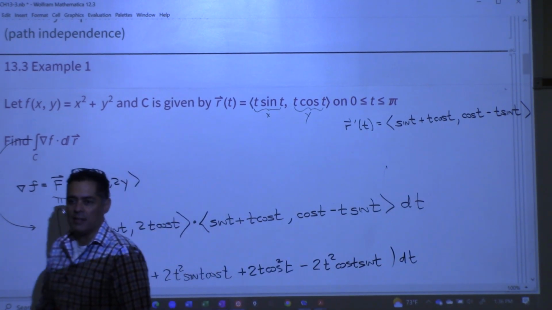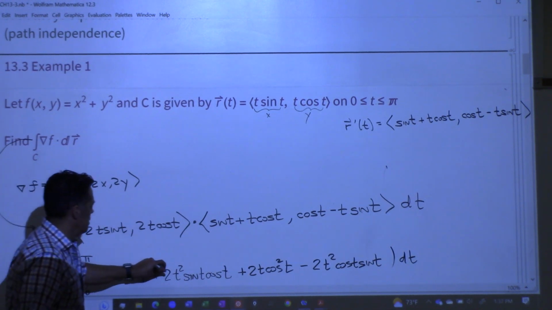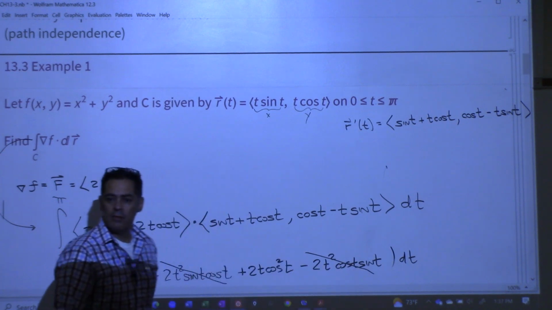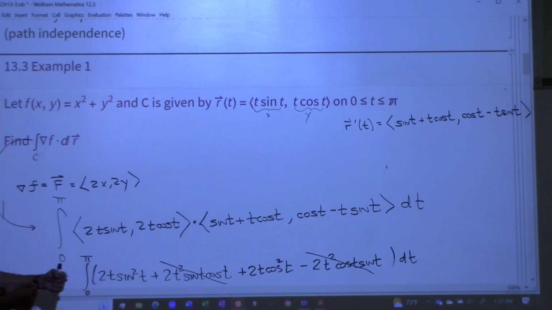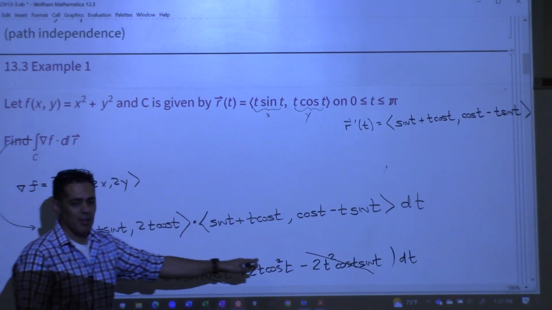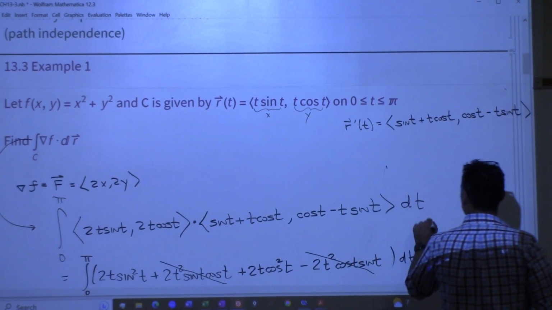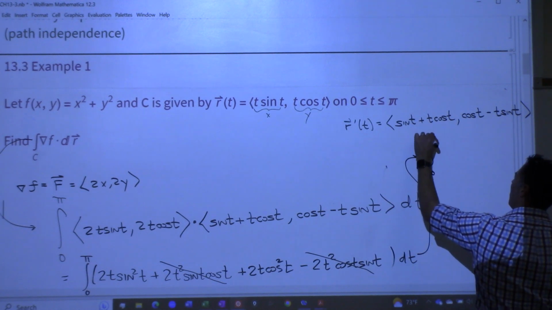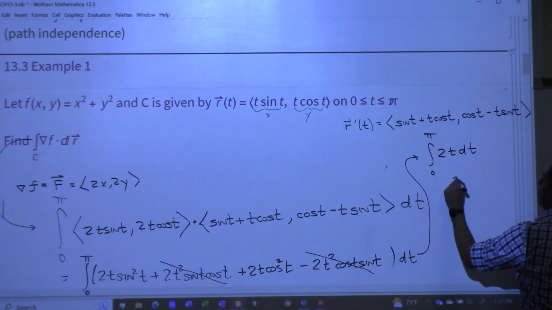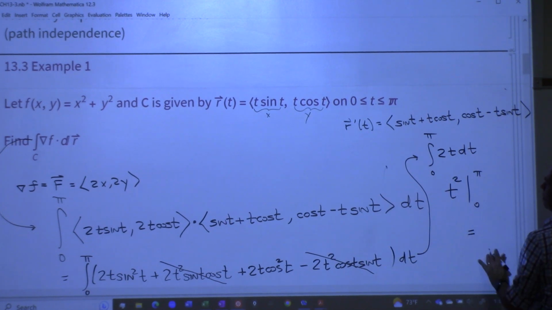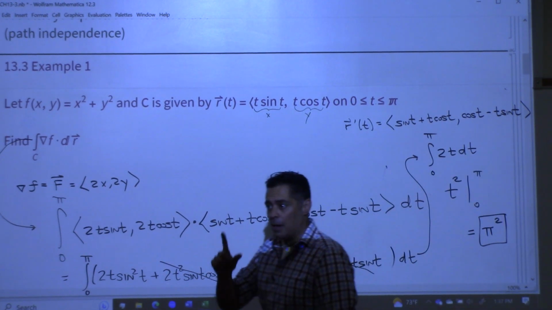Yeah, we got a lot of nice things happen now. Y'all see all the nice things that happen? Yep, the sine t cosine t terms both cancel. These are gone, right? And then both of these have what in them? 2t. Factor out the 2t, and you're left with sine squared t plus cosine squared t, which is 1. So all of this becomes the integral from 0 to pi of what? 2t dt, which is t squared, evaluated from 0 to pi, which is pi squared. All right. That's option 1.